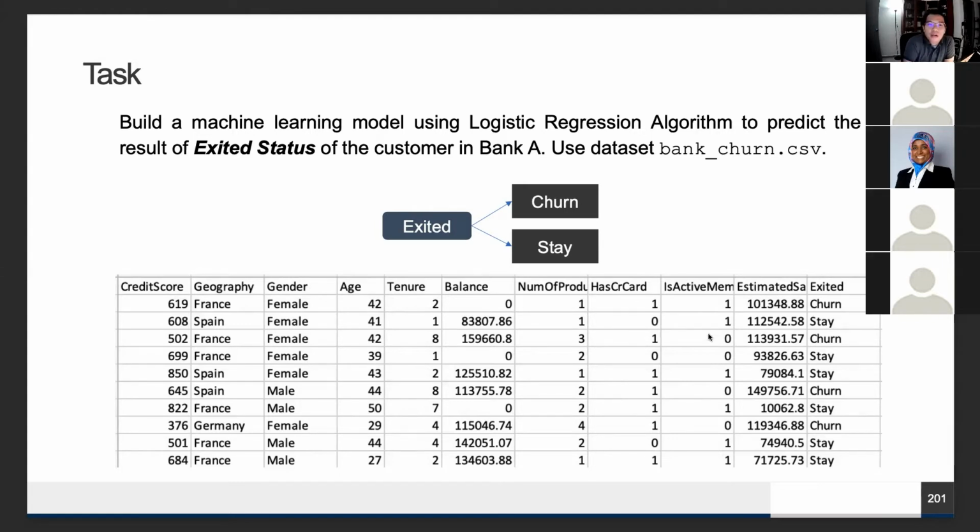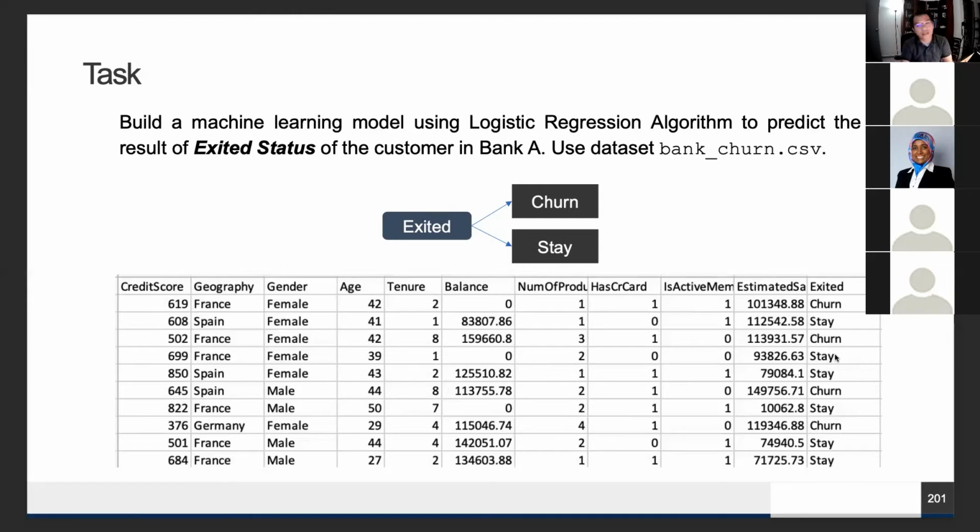Okay, so our task is to build the machine learning model using logistic regression algorithm to predict the exited status. Ini adalah data point, and this is a single observation of a single customer. Maksudnya individual customer. Credit score dia macam ni, France, she is from France. Gender is female. And then churn. Maksudnya churn ni adalah dia unsubscribe, after 3 years, for example. But some maybe stay.